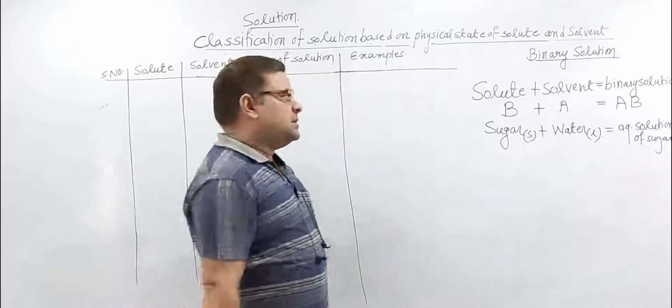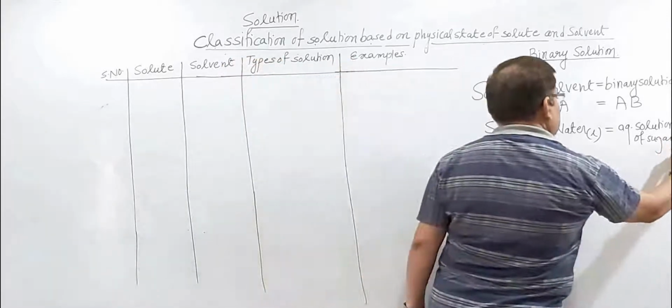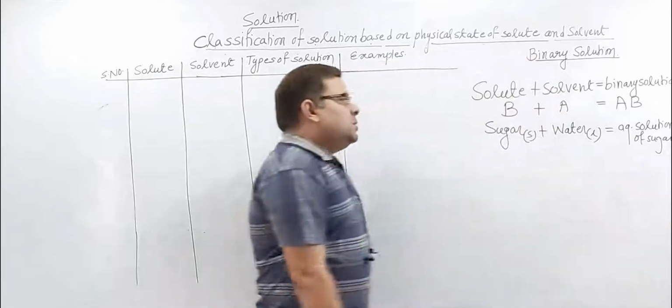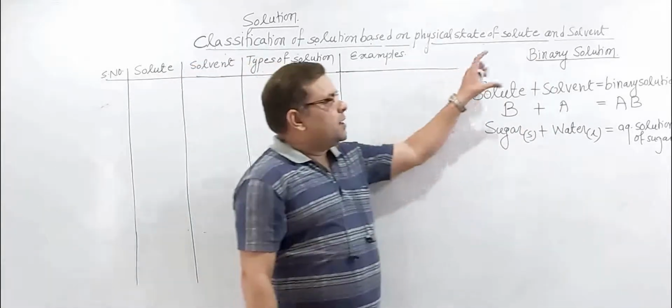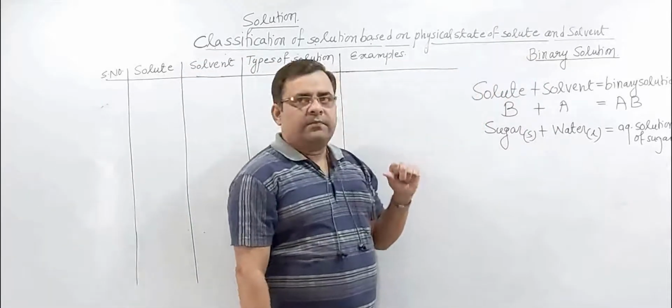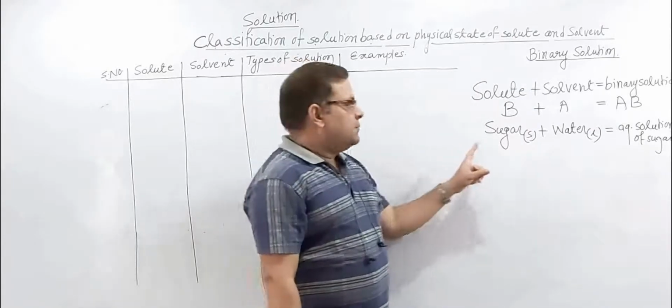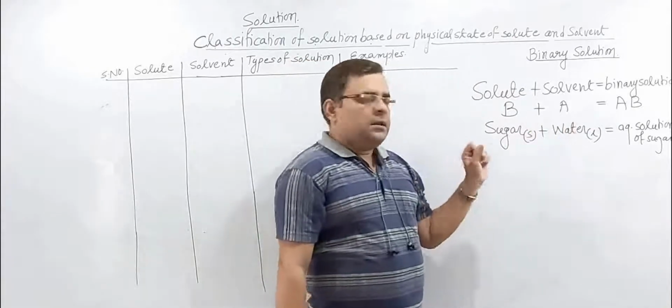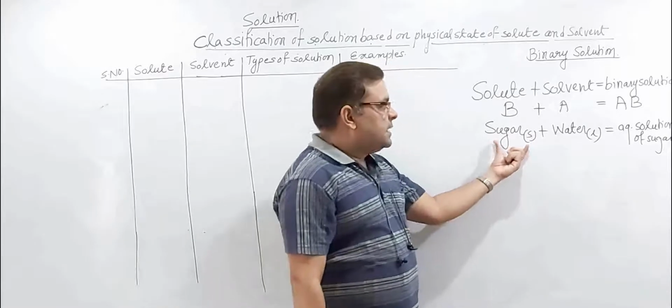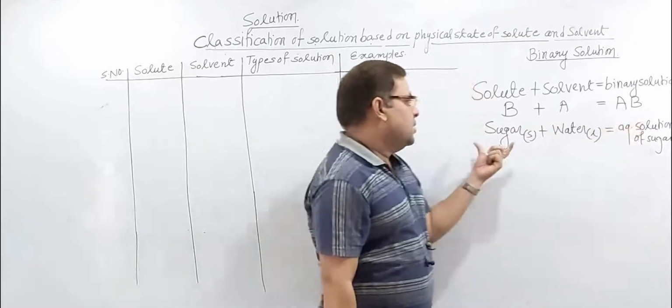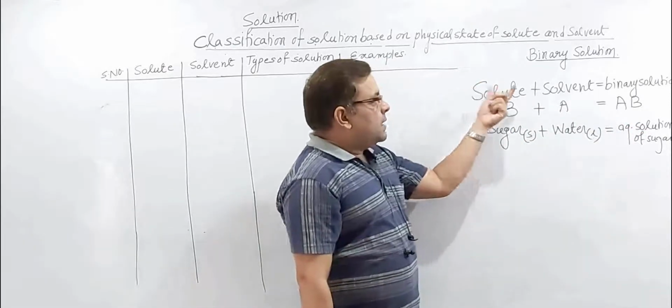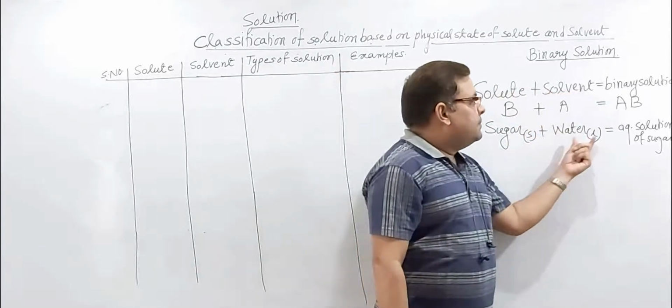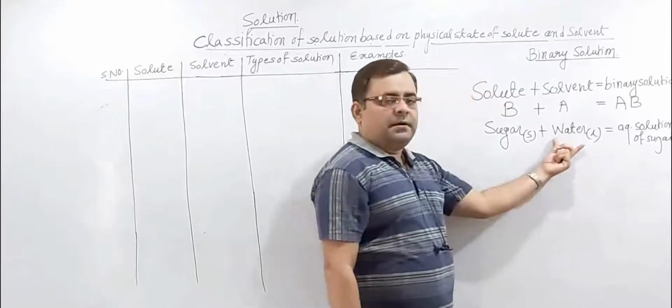And what is the physical state of this resulting solution? Liquid. So how can we define solute and solvent in this binary solution? If both components have different physical states, then the component whose physical state is different from the resulting solution is called the solute, while the component whose physical state is the same as the resulting solution is called the solvent.